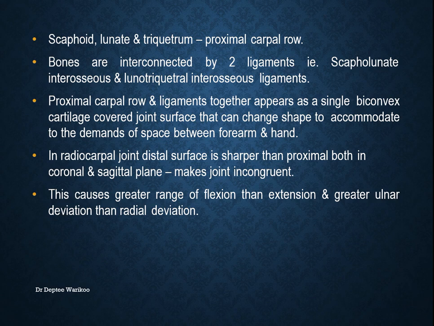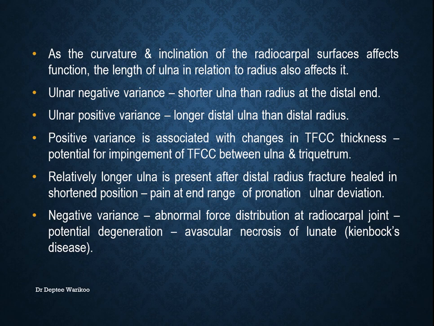This causes greater range of flexion and extension and greater ulnar deviation than radial deviation. The joint incongruency and the angulation of the proximal joint surface result in greater range of flexion than extension and in greater ulnar deviation than radial deviation, particularly for the radiocarpal joint.